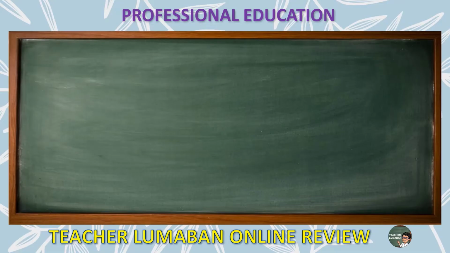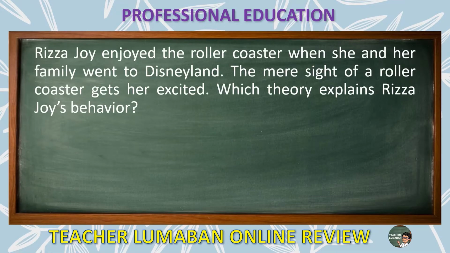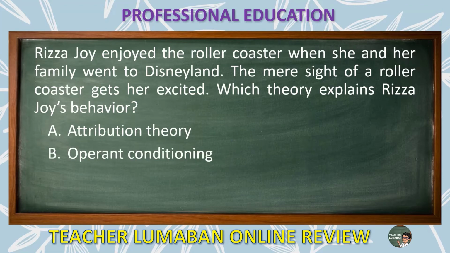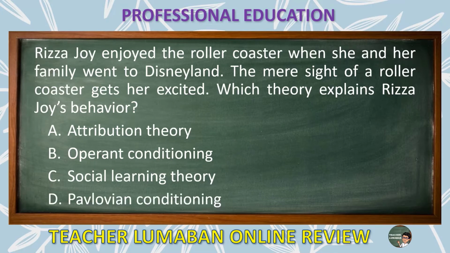Riza Joy enjoyed the roller coaster when she and her family went to Disneyland. The mere sight of a roller coaster gets her excited. Which theory explains Riza Joy's behavior? Letter A. Attribution theory. Letter B. Operant conditioning. Letter C. Social learning theory. Letter D. Pavlovian conditioning. Choose the suitable answer based on the given choices in 5 seconds.